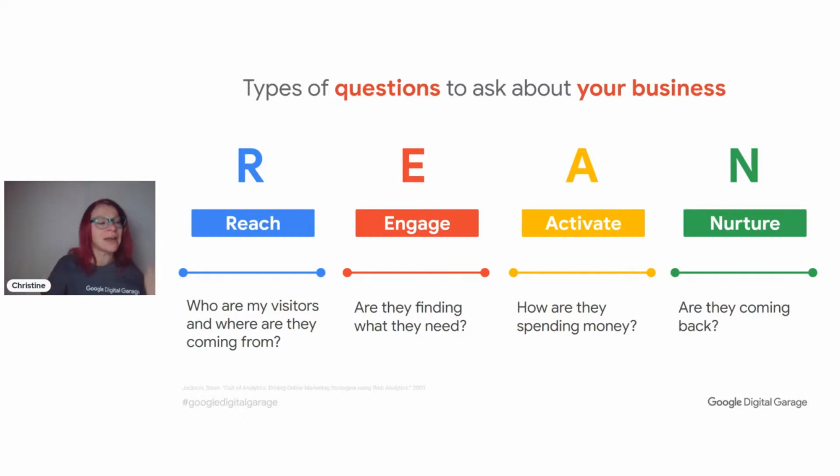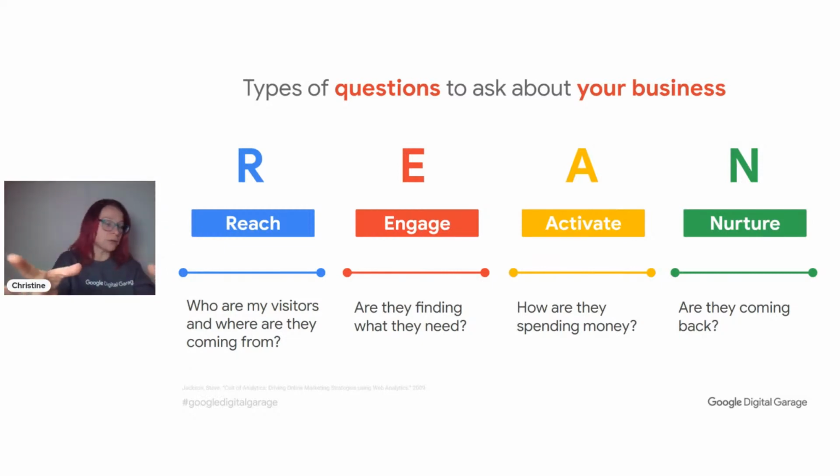Then we have A, which is activate. Now here we've put how are they spending money? And that's really important for a lot of businesses. But not all businesses have such a simple sales cycle as I find somebody, I engage with them, I sell them something, and then I move on. For a lot of businesses, the activation might be getting them to pick up the phone, get in contact, or take an action. So with activate, we're thinking about how am I going to get people to take an action? What are the actions that I want? And how are we going to measure that?